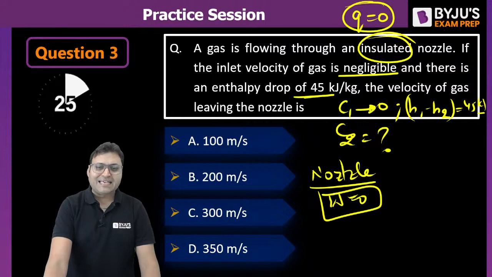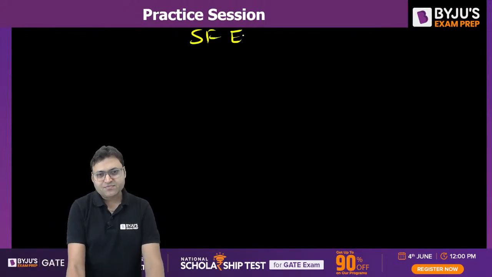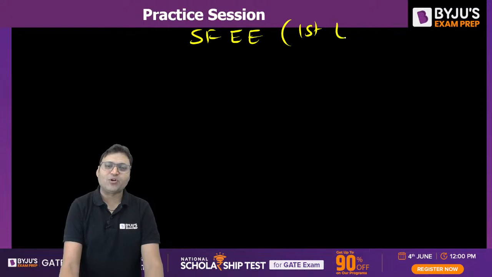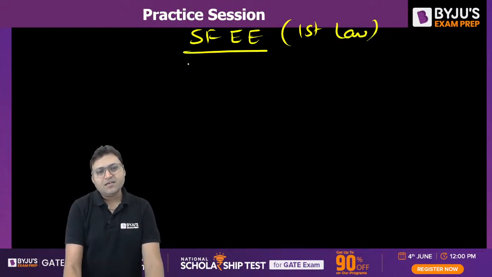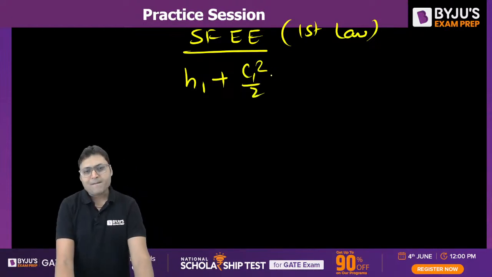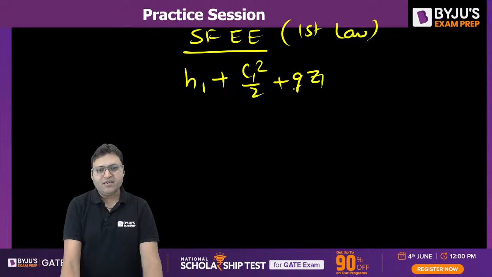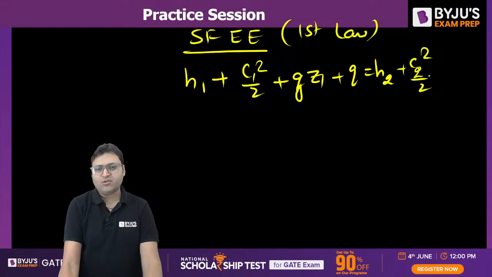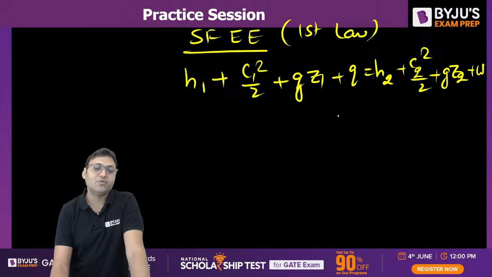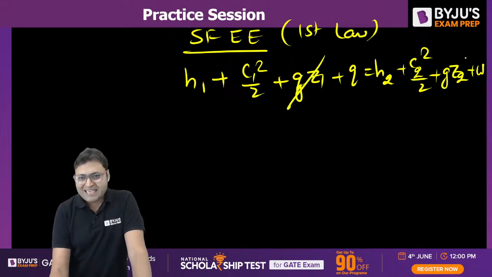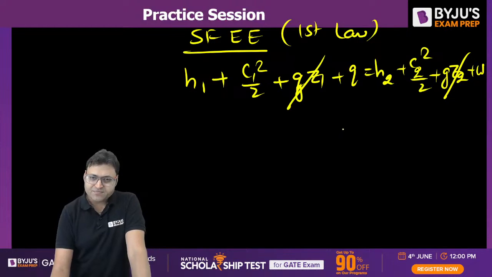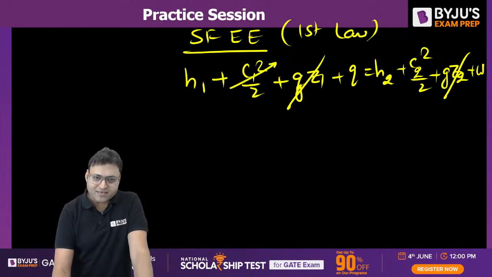So if we apply the steady flow energy equation, or the first law applied to the steady flow process, we can say H1, specific enthalpy, plus C1 square by 2, kinetic energy, plus gZ1, plus Q is equal to H2 plus C2 square by 2 plus gZ2 plus W, per unit time, per unit mass. Potential energy is having no change. C1 is given as 0, Q is 0, W is equal to 0.